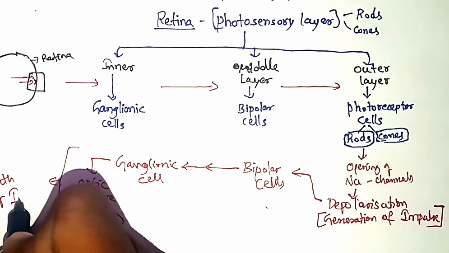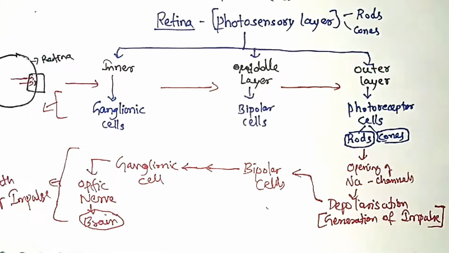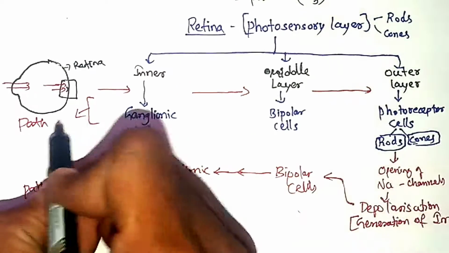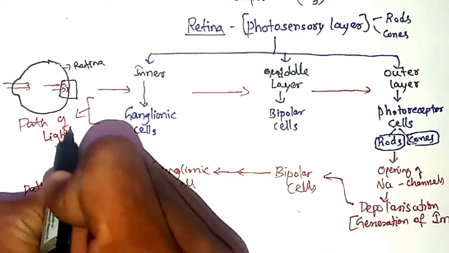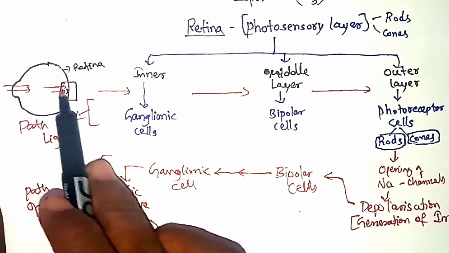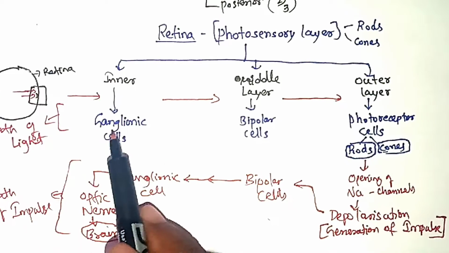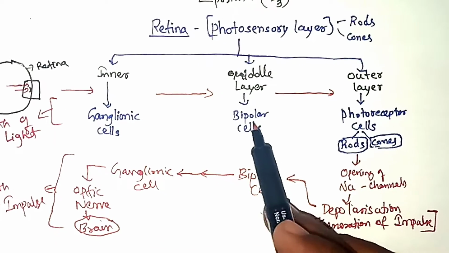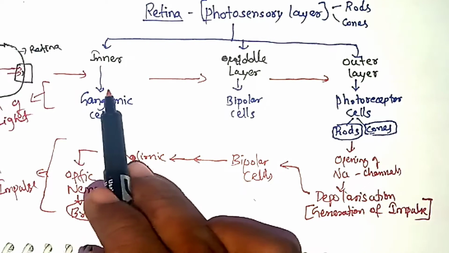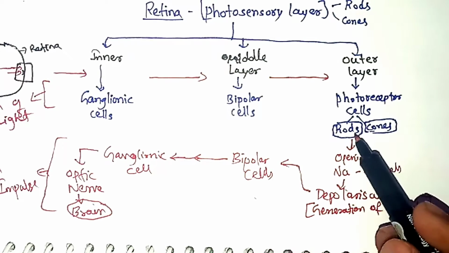Path of impulse. And this is the path of light. So light first of all comes from the inner layer to the outer layer of the retina, that is the photosensory layer. The inner layer consists of ganglionic cells, the mid layer consists of bipolar cells, and the outer layer consists of photoreceptor cells. Light travels from the inner side to the outer side, and then it activates photoreceptor cells, rods or cones.